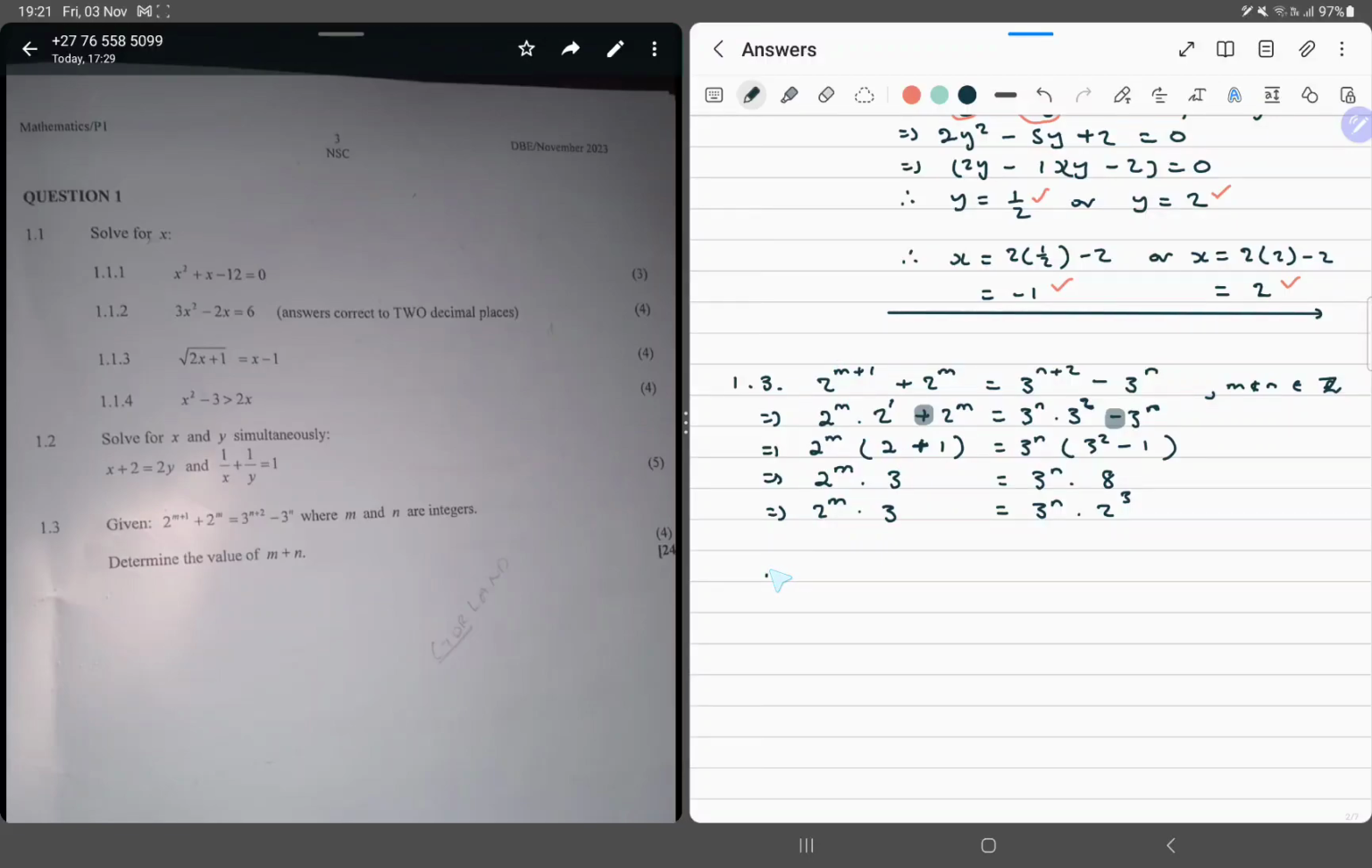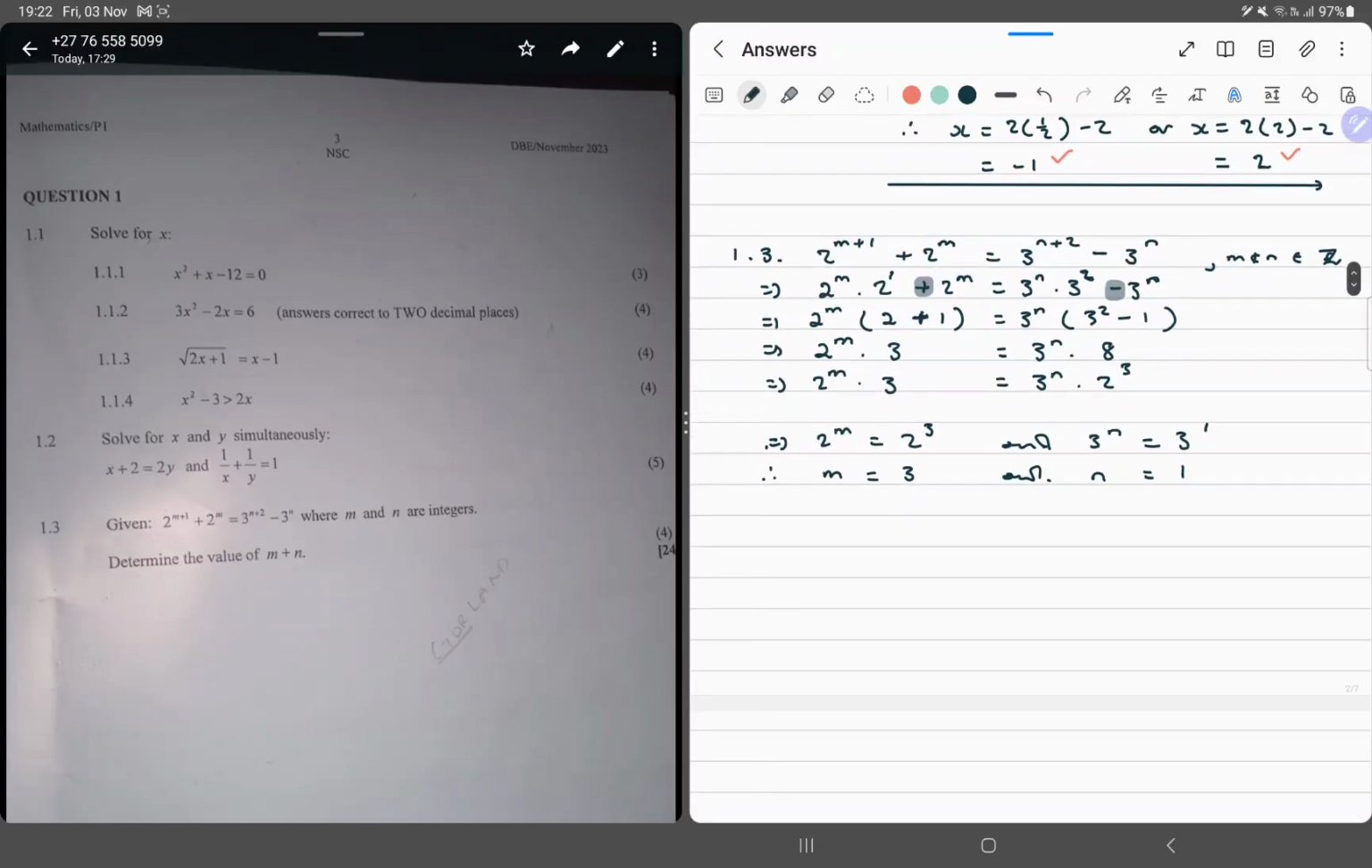So we can say here this implies that essentially 2 to the exponent m is going to be equal to 2 cubed. And we know for a fact that 3 to the exponent n should also be equal to 3 to the 1. Therefore, m is equal to 3. And of course, this one is going to be 1. Okay, great. So we can say then, because we were asked a question, m plus n is simply going to be 3 plus 1. Which is equal to 4.